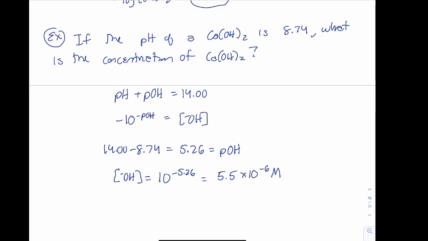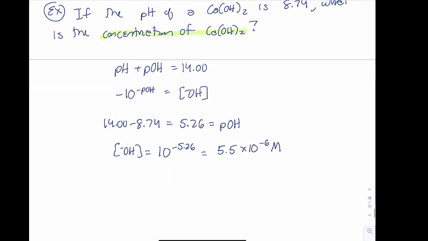Again, watch your significant digits, right? This is only 2 significant digits. This 5 is coming from this exponent. That exponent doesn't count, so neither does that 5. So 2 sig figs, I want 2 significant digits in my answer. And then we're not done yet, right? This is my hydroxide ion concentration. The problem wants the concentration of my base. So we would just cut it in half.